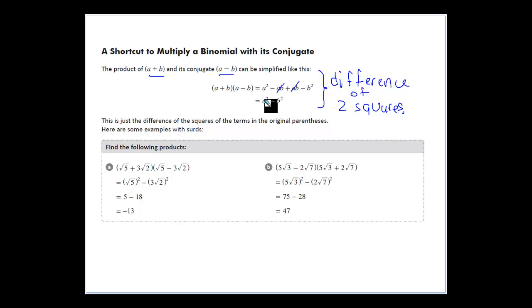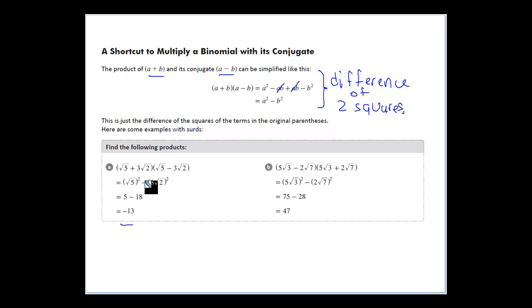It's two squares there, because when we expand these brackets out, we get the difference of a square number and a square number, which is very nice with surds. Have a look here: root 5 plus 3 root 2 times root 5 minus 3 root 2. A shorthand way is to take the first term, root 5, square it, minus the 3 root 2, all squared. When we square a square root, the square root goes. So that becomes 5. 3 root 2 squared is 9 times 2, which gives us 18. 5 minus 18 gives us minus 13.